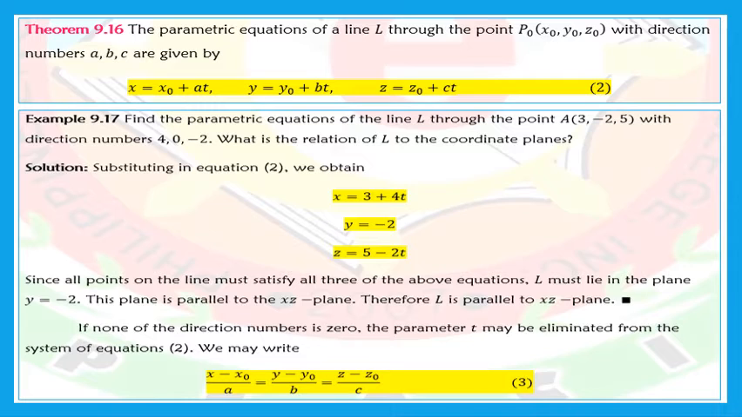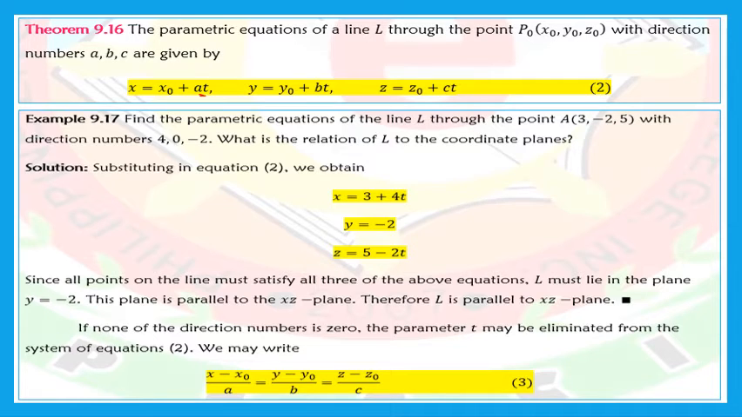In theorem 9.16, the parametric equations of a line L through the point P sub 0 with direction numbers A, B, C are given by x equals x sub 0 plus at. So, dinagdag lang si A. Kasi yan yung direction numbers. Si y naman equals y sub 0 plus bt. And then z equals z sub 0 plus ct. Ito yung parametric equation of a line through the point P sub 0 with the given direction numbers.